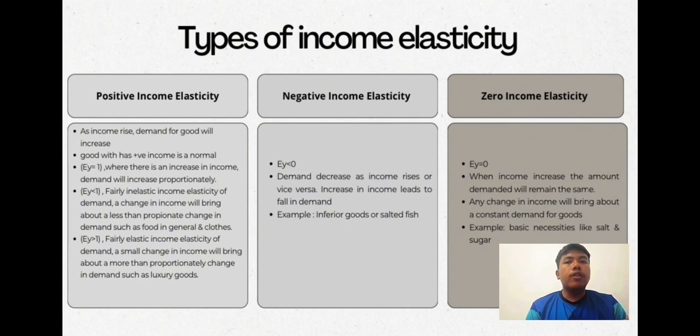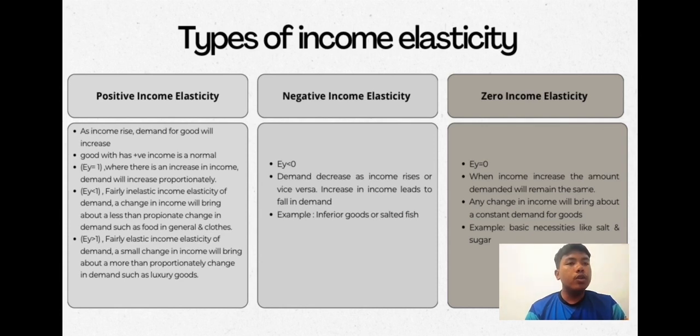We can call it fairly inelastic income elasticity of demand. A change in income will bring about a less than proportionate change in demand, such as food in general or clothes. For the last part, YED value is more than 1. We can call it fairly elastic income elasticity of demand. A small change in income will bring about a more than proportionate change in demand, such as luxury goods.